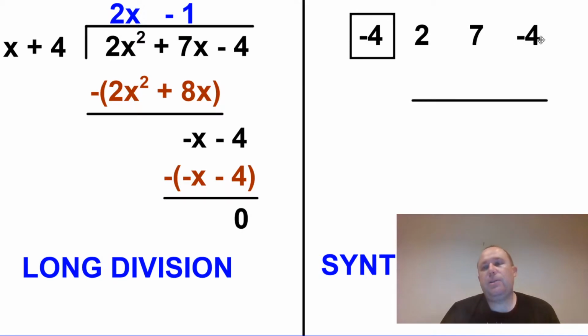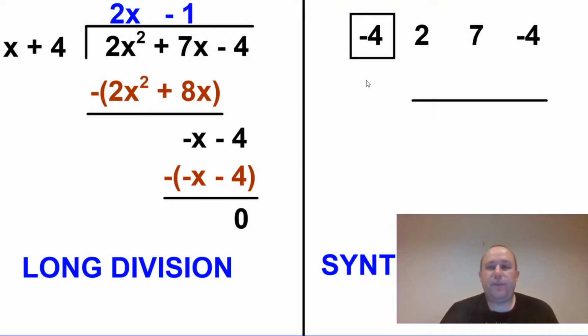These numbers here, the 2, 7, and the negative 4, come from the coefficients within the question. So we just copy down those numbers there. Now, I would recommend putting a box around the number that's the root, just to remind yourself that's not part of the actual thing that you're dividing into, but that's the number you're going to use.